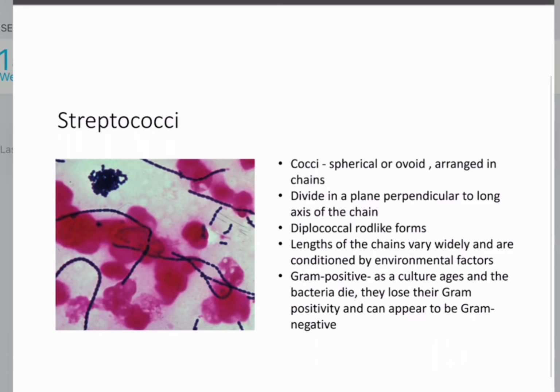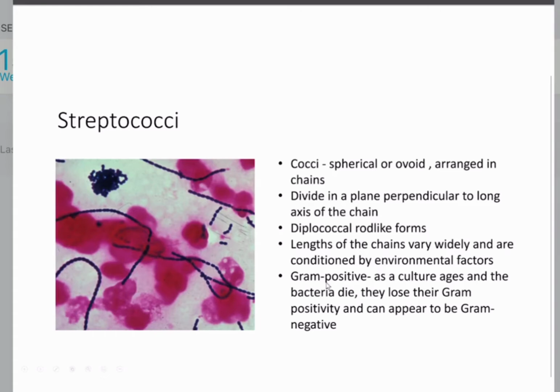So streptococci are spherical or ovoid bacteria which are arranged in chains, and they divide in parallel, laying perpendicular to the long axis of the chain. So this is the long axis of the chain, and perpendicular to that they are dividing. That is why they are able to make a long chain. Diplococcal rod-like forms are also sometimes seen, which you can see in this photograph on the left. Lengths of the chains vary widely and are conditioned by environmental factors. As I said, in the liquid medium, you will have longer chains.